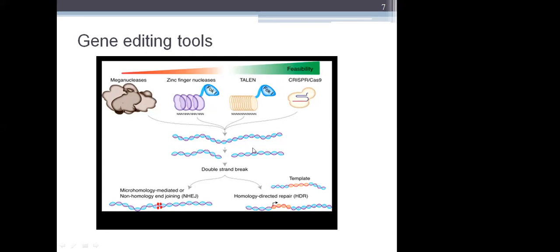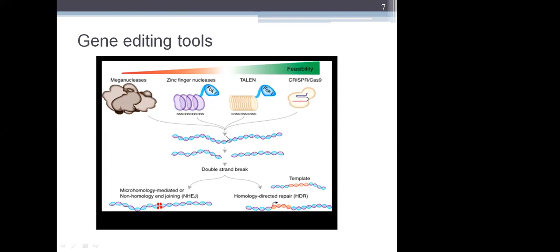Where is the efficiency? It has been seen that up till now the efficiency is almost similar, but in terms of cost effectiveness and the requirements of material to perform this analysis, CRISPR-Cas9 is the best.